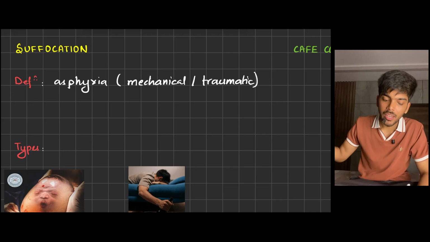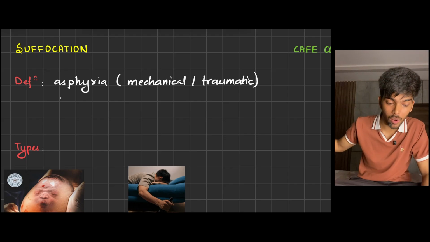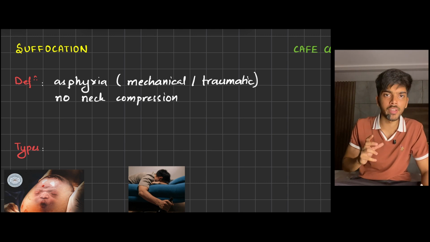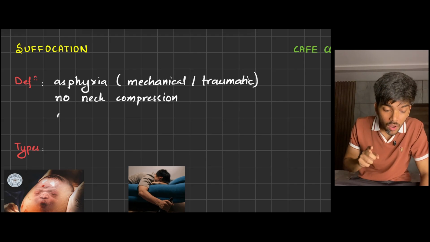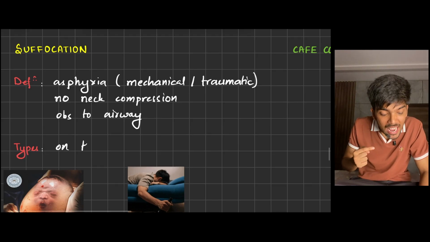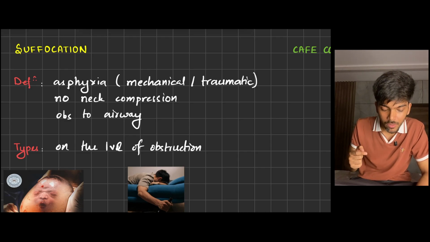That is because in hanging and strangulation there was neck compression, but in suffocation there is no neck compression. Then what leads to asphyxia? Asphyxia is caused by obstruction to airway. And depending on the level of obstruction, you have suffocation of various types.